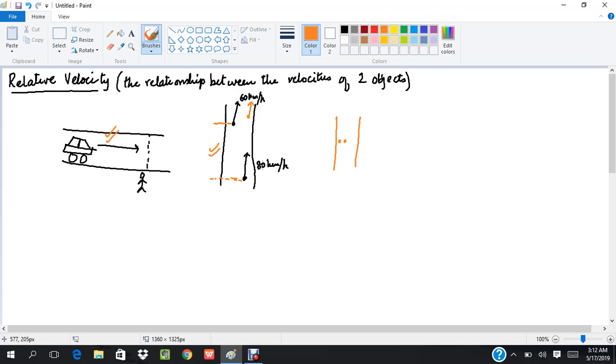Why is that so? Even though both motorcyclists are moving, they are doing so at exactly the same speed. This means that for this particular motorcyclist, the other is stationary, and for this particular motorcyclist, the first is also stationary. Therefore, no gap develops between the two.